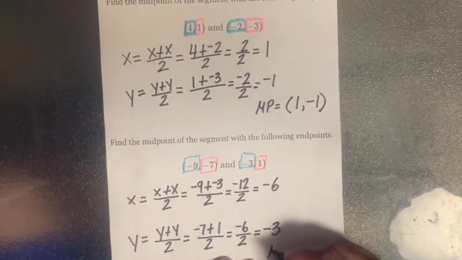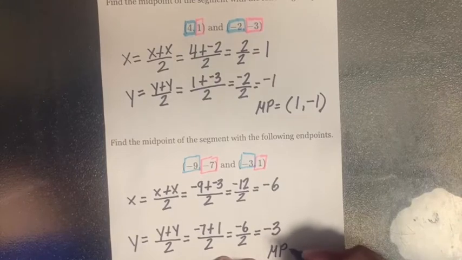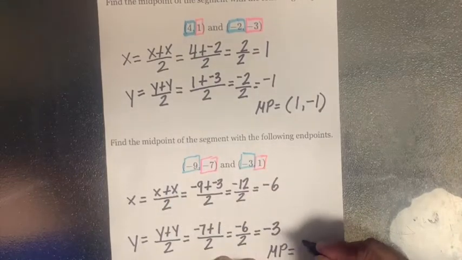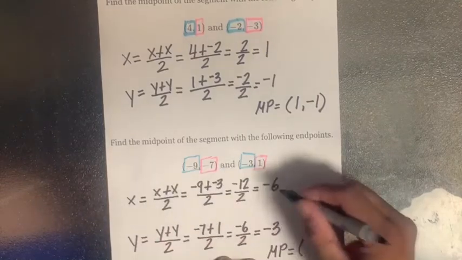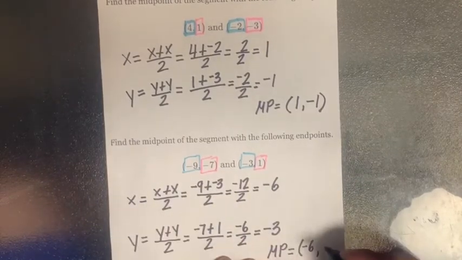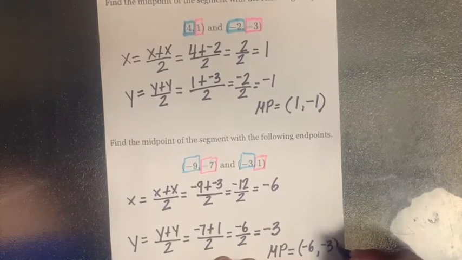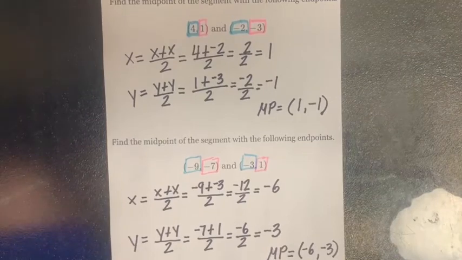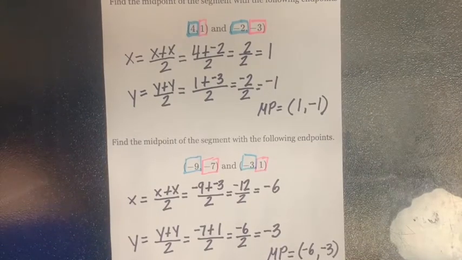So the midpoint of this segment that has these 2 points as endpoints is x is negative 6, y is negative 3. And there you go. That's the way the examples look on Delta Math.